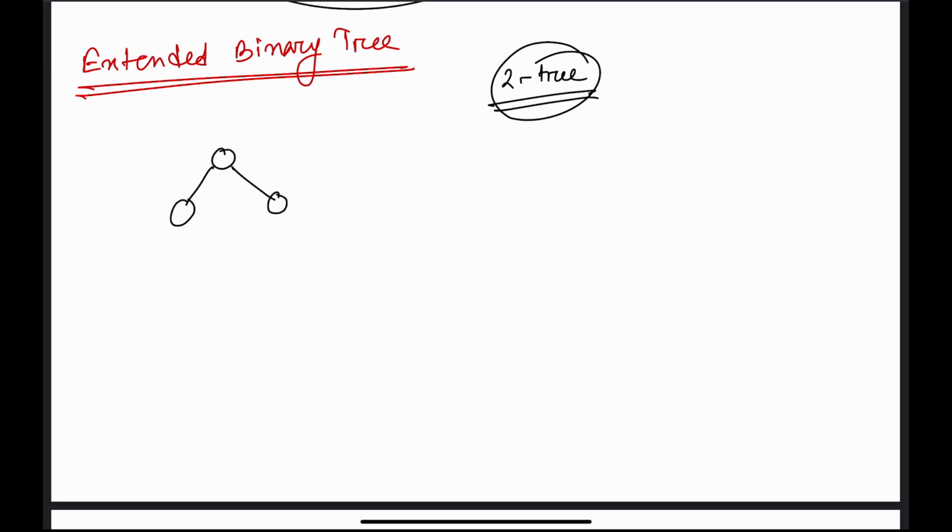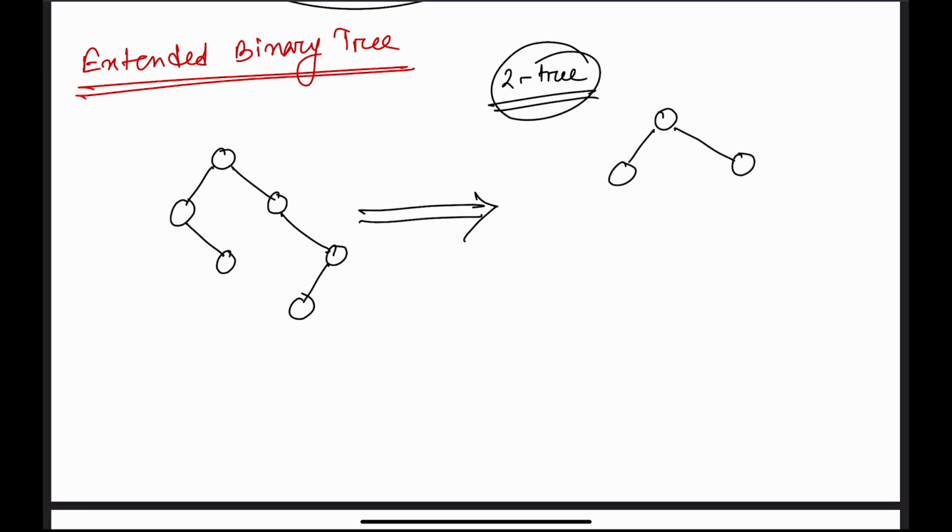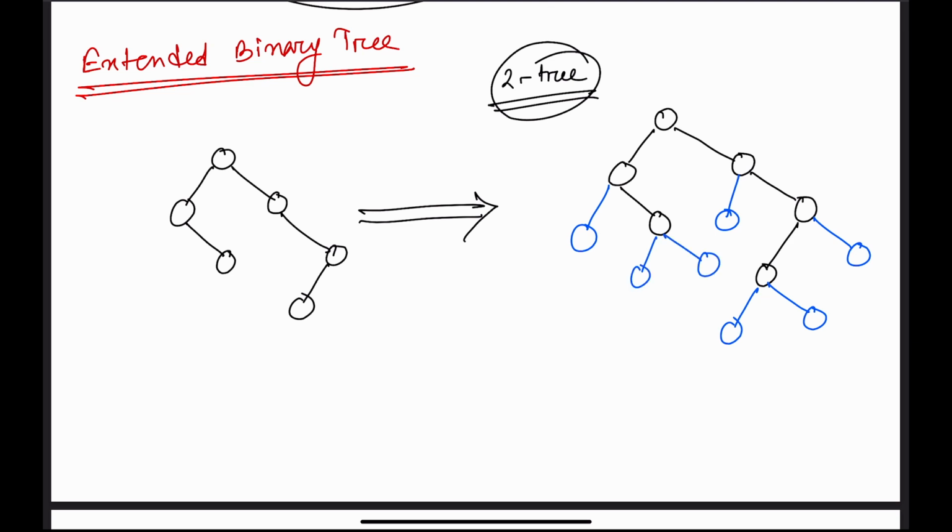For example, this is a binary tree. Now, if you want to convert it into an extended binary tree, then obviously I have to draw it again. Okay, now we can add some extra nodes to the leaf nodes as well as to the nodes who have only a single child. For example, this has only one single child, so we can add here. But this one is also having a single child, so we can add this one. But this one and this one are leaf nodes, that's why we have added two more extended nodes.